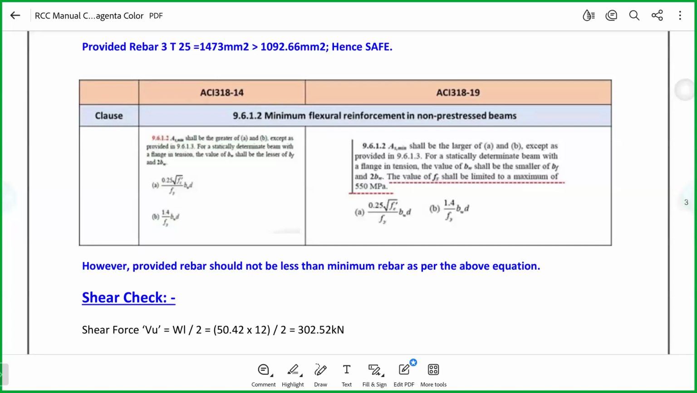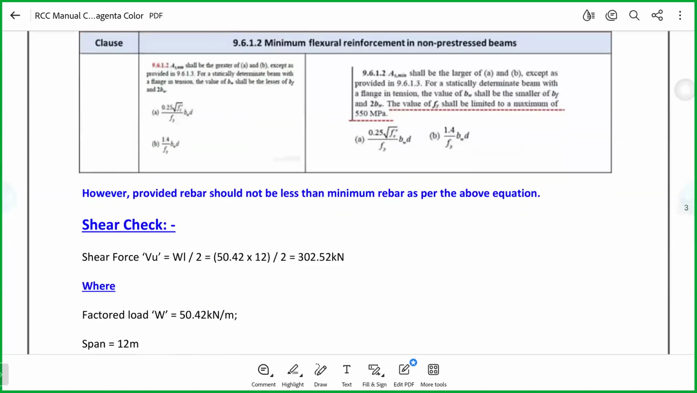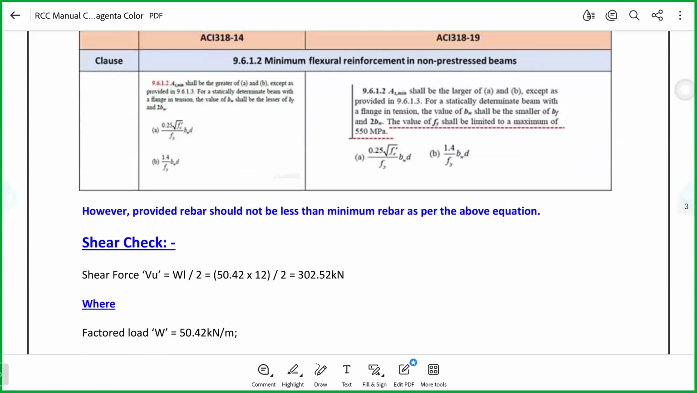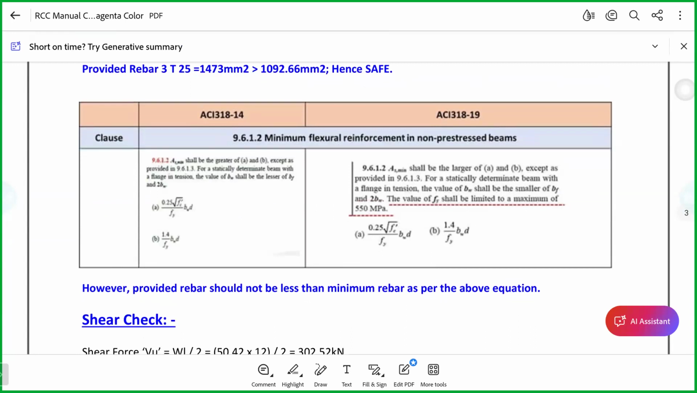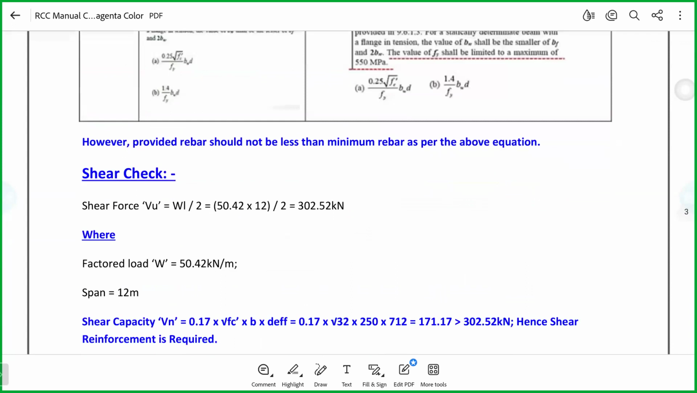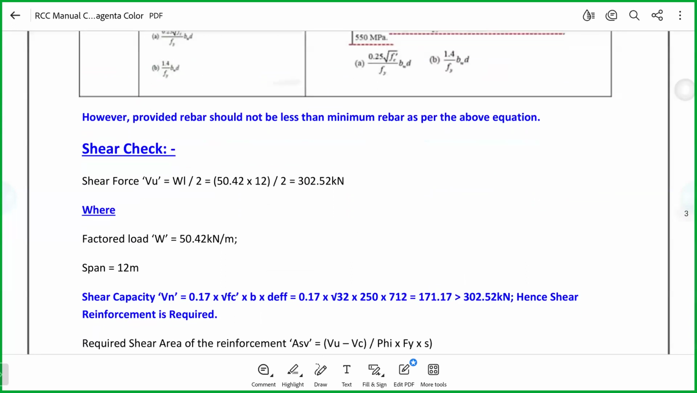There are two equations. One is 0.25 √fc' divided by fy into bd. Another equation is 1.4 divided by fy into bd. There are two sets of equations. Whatever you do, you need to use these two equations, calculate, and the provided reinforcement is supposed to be not less than this. You get my point? Okay. So the provided rebar, according to the calculation of the rebar, should not be less than the minimum rebar as per the above equation.